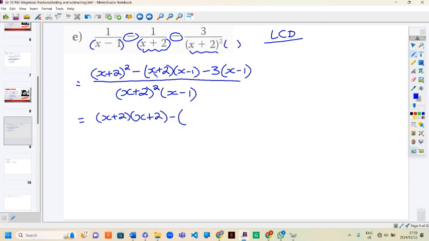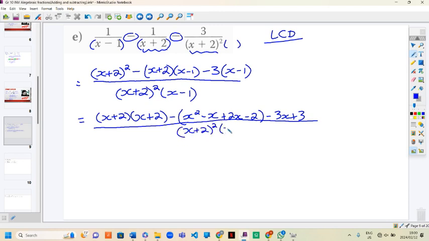Right, and we've got x times x, which is x squared, x times negative 1, which is negative x, and we've got 2 times x, which is positive 2x, and we've got 2 times negative 1, which is negative 2. Right, and then this minus 3 I'm going to multiply in, and I've got negative 3x and plus 3. I'm not quite finished yet. Why not? And it's all over x plus 2 squared and x minus 1. Not quite finished there, why not?